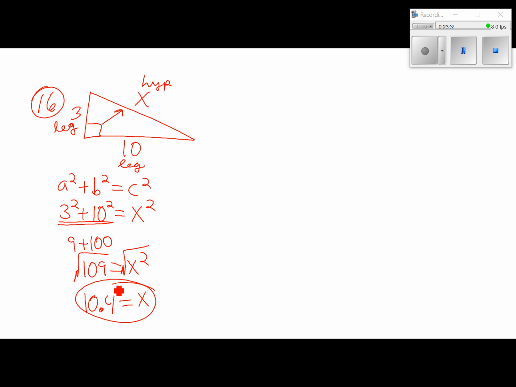So we're not coming up with an exact answer here. If we were coming up with an exact answer, then we would look at square root of 109 and try to simplify it down, which it won't simplify. And we could just leave our answer that way. This would be an exact answer. This is the rounded off answer.